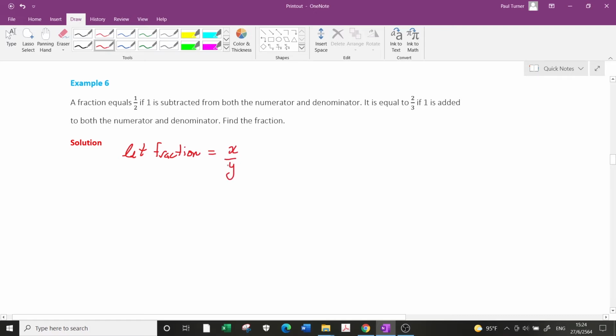Okay, we need to find x and y here. And it says that that fraction equals a half if 1 is subtracted from both the numerator and denominator. So subtract 1 from the numerator and subtract 1 from the denominator, and we'll get a half for the answer. Okay, we'll simplify this first before we do the second equation. So multiply both sides by 2.